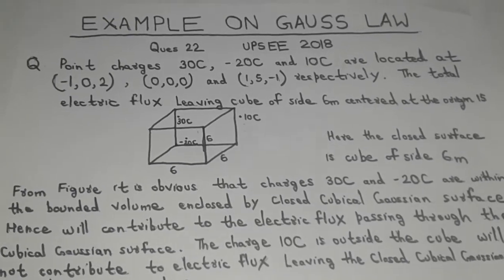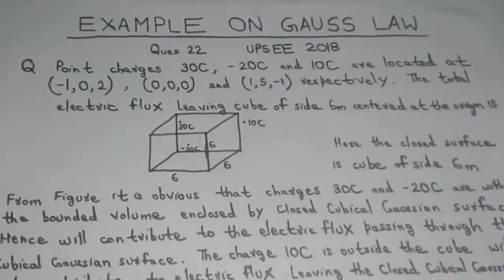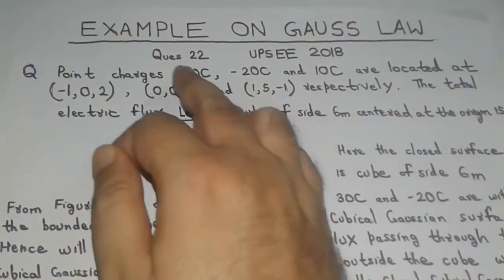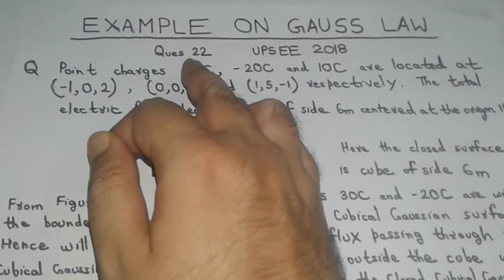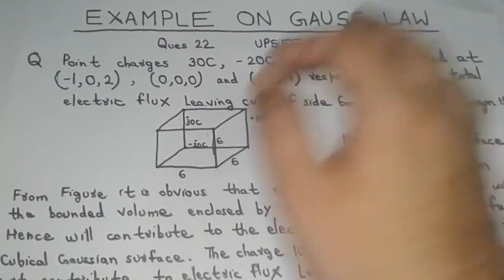Hello students, today we will discuss an example on Gauss law. This is question number 22 asked in UPSEE examination 2018.